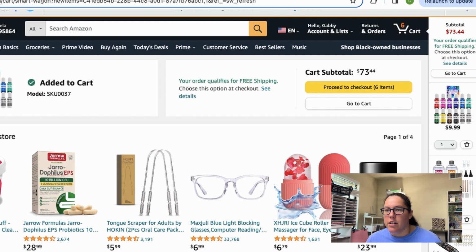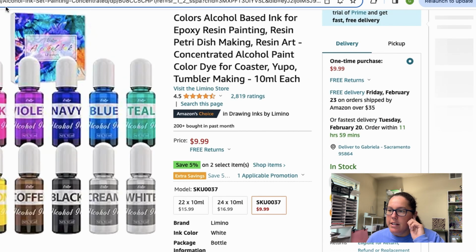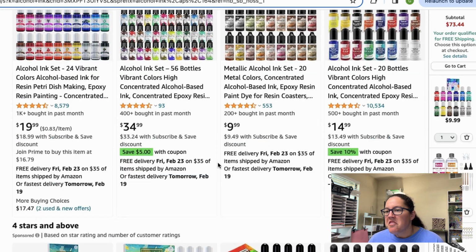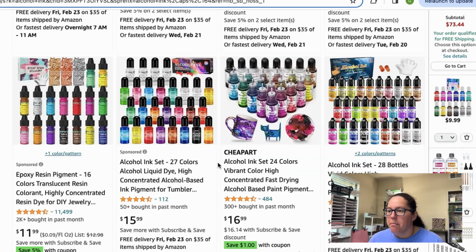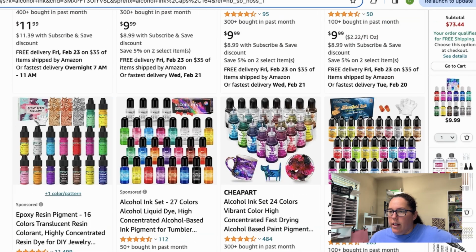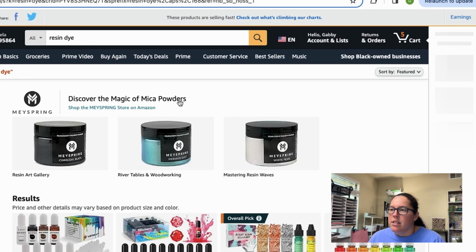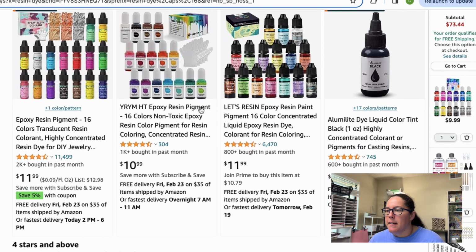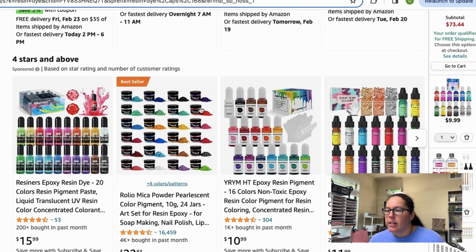But I'll just continue. A big part of it is figuring out how much each of the products that you're getting costs, just so that you get the best bang for your buck. Okay, so now let's go back to resin dye. I want to see if they have any larger bottles, larger than 0.35 ounce.